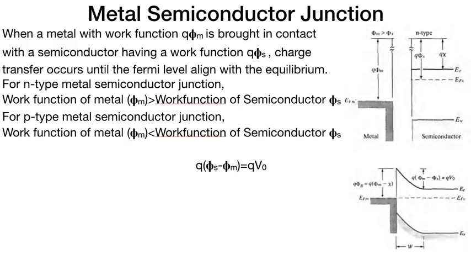For an N-type semiconductor, the work function of the metal is greater than the work function of the semiconductor. For a P-type, the work function of the metal is less than the work function of the semiconductor. If we subtract both values, we get the potential difference across the junction.